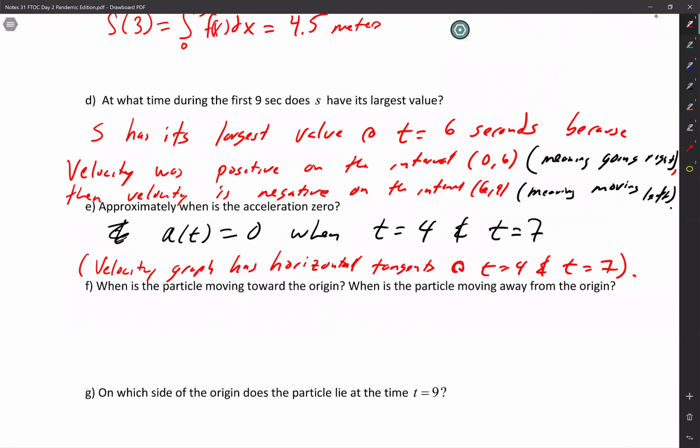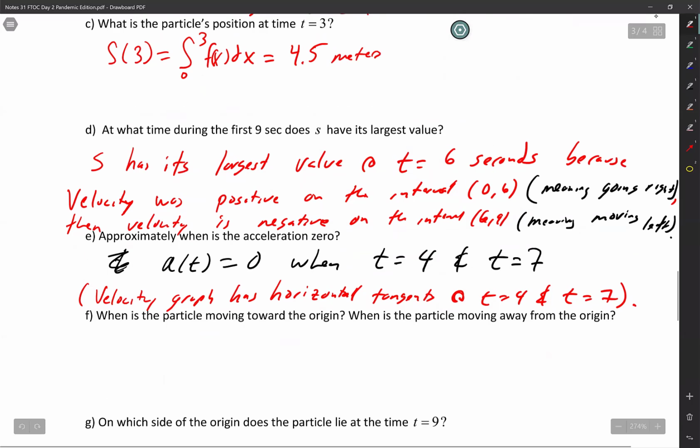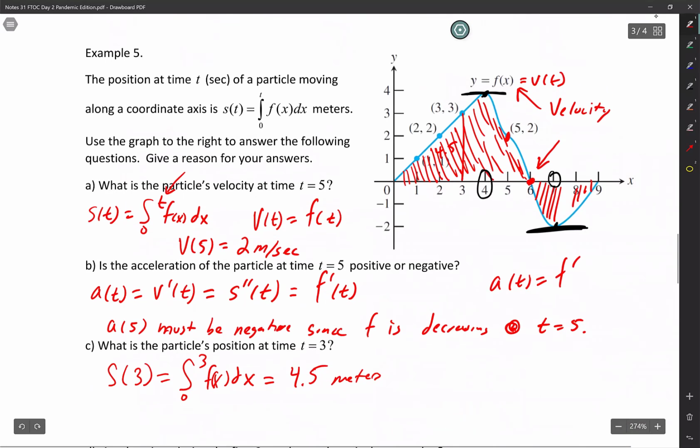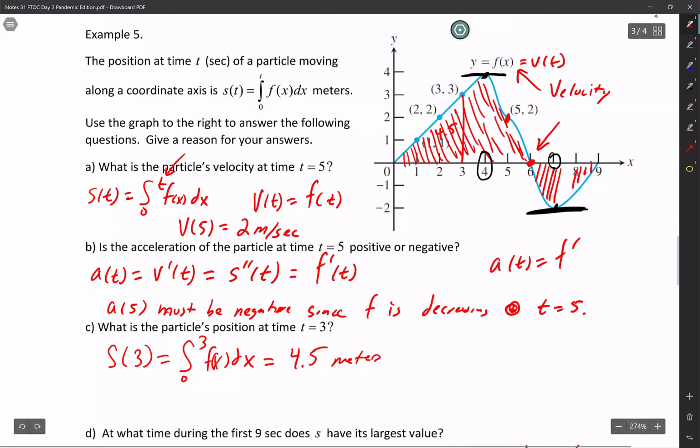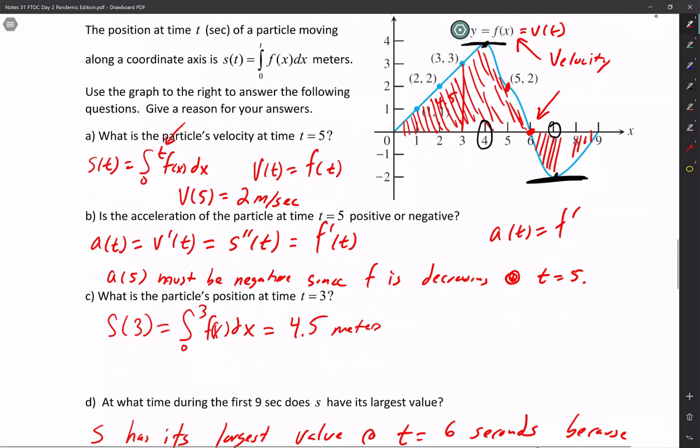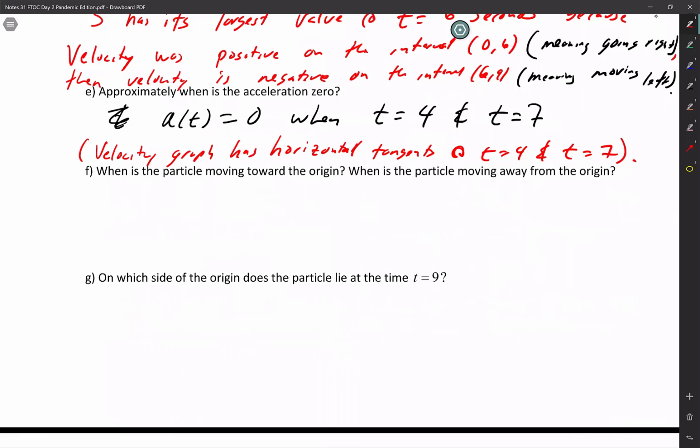Letter F. When is the particle moving toward the origin? When is the particle moving away from the origin? Okay, I feel like we already answered that. Yeah, we did. Initially, guys, I'm at the origin. At time t equals 0, the particle is at the origin.